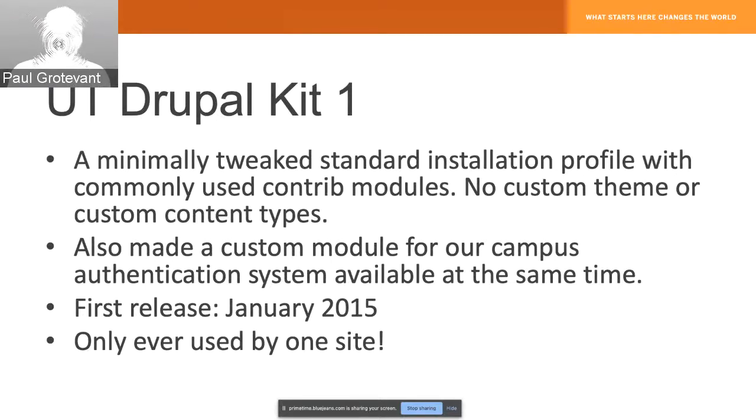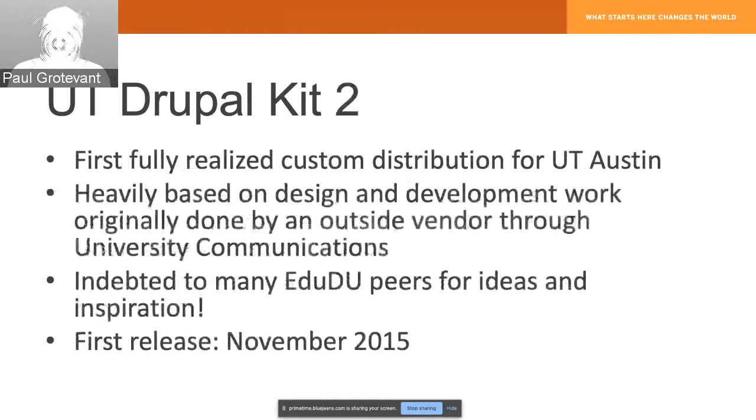And as far as we know, this version of the Drupal Kit was only ever used by one site, which we later helped migrate to Drupal Kit 2. Drupal Kit 2 came in November of 2015, and was really the game-changing thing we had been planning on and working towards for a while. It was our first full custom distribution.